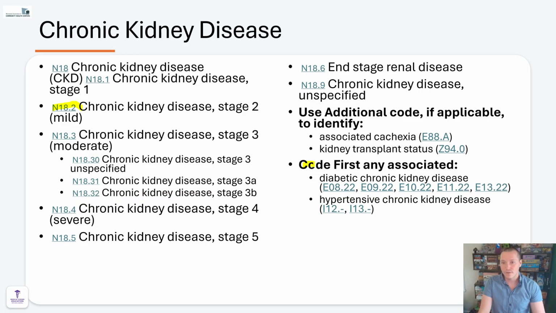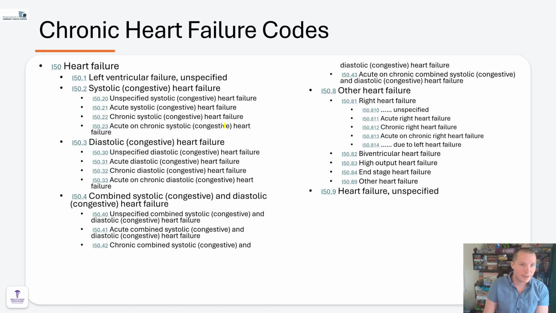We then have the code first guidelines for CKD, that whenever there is a patient with CKD, we must always use the with version of diabetes, where it'll be with diabetes and CKD, which is the .22 version of all of these diabetes codes. Hypertensive heart disease, we will have to use those combination codes whenever we have a patient with CKD and hypertension. If you don't use the proper combination codes, you will have denials.